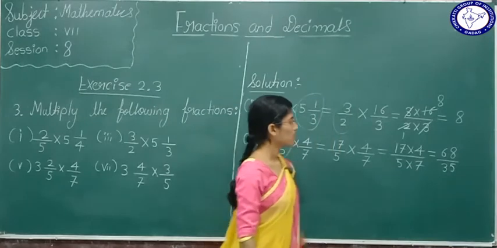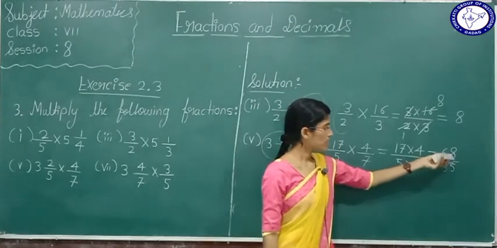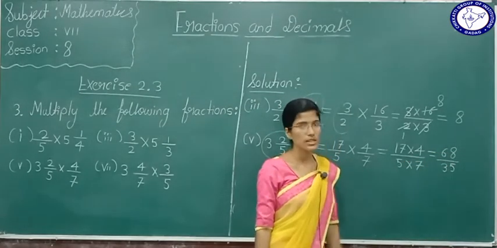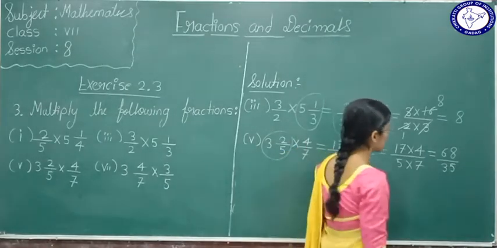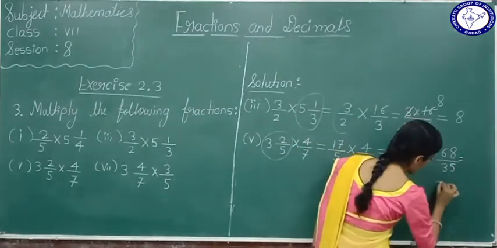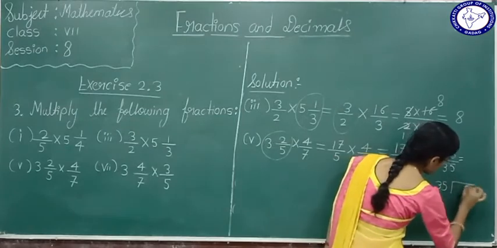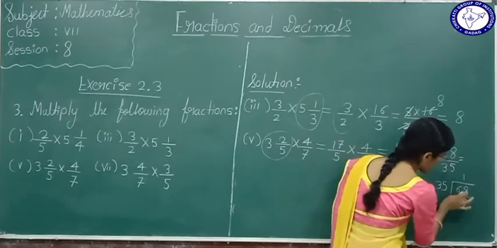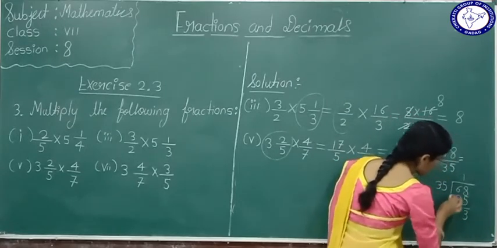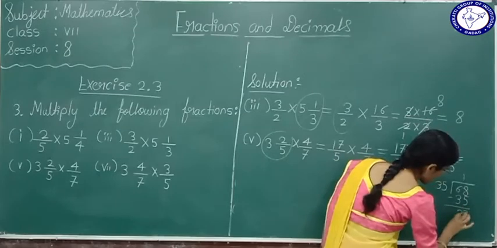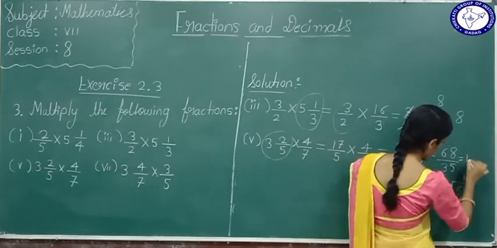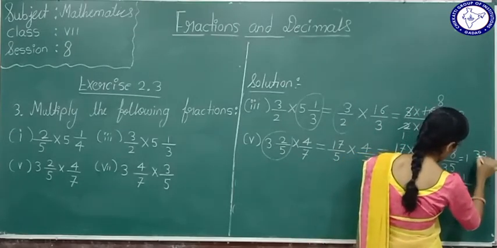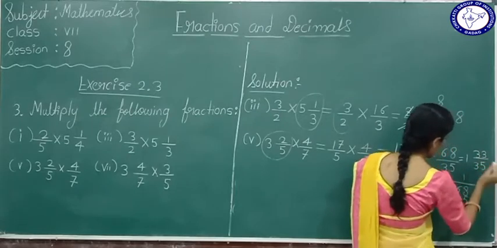Okay. Now we can keep the 68 by 35 in a what? Mixed fraction. See here? Divide it. 35 ones are 35. Okay. 68 minus 35. Here 8 minus 5 is 3, 6 minus 3 is 3. It will be 1 integer 33 by 35.